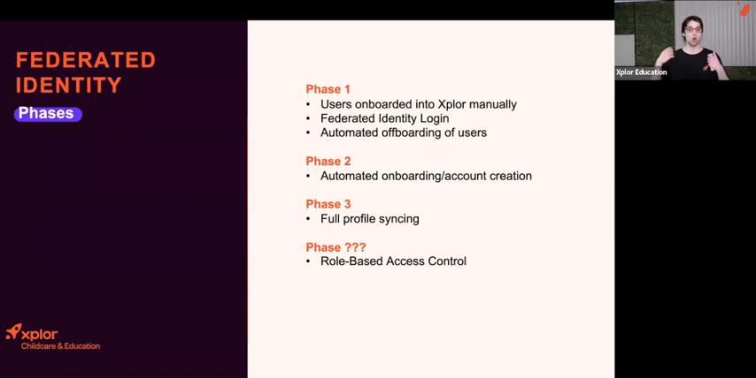And then automated offboarding of users would be there too, because as that user gets offboarded in your system, their ability to log into the Xplor system happens automatically. Then phase two would be, we would focus more on the automated onboarding and account creation. So that would be Xplor's never seen this user before, but they're logging in for the first time. How can we automatically provision them in the place where they need to be?